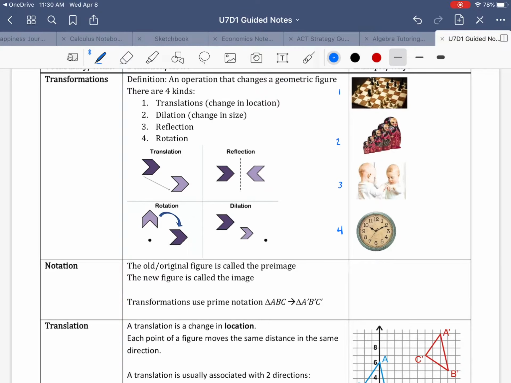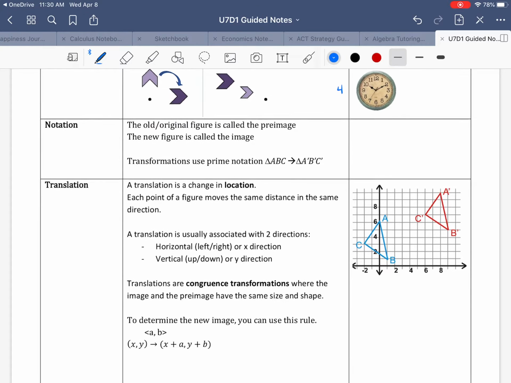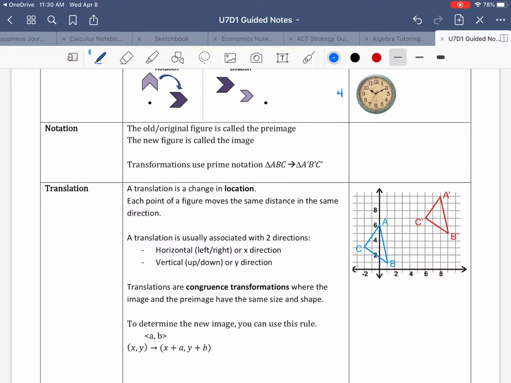Now there's some specific notation that goes with transformations. It's always that the old or original figure is called the pre-image, and then the new figure is called the image. Transformations also use this prime notation. And when we say prime, in math, most of the time that means apostrophe.